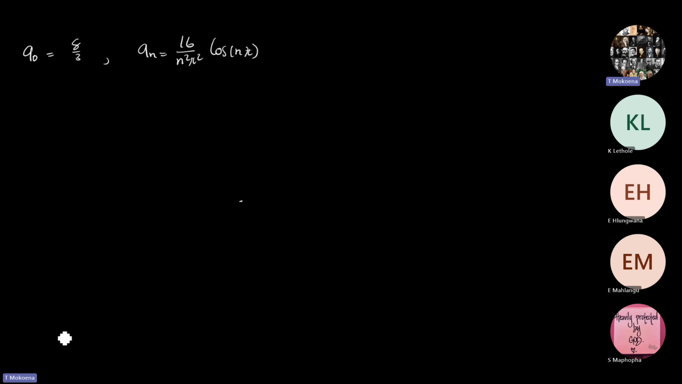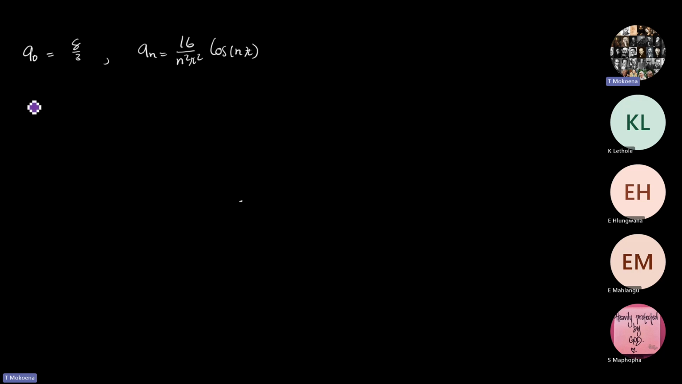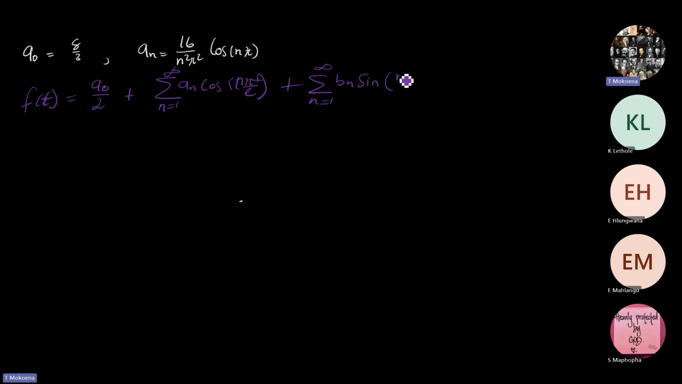So we need to determine the Fourier expansion. To determine it, I'm not going to write the formula. Should I write it or not? f(t) is equal to, remember, a sub 0 over 2 plus the sum of n running from 1 to infinity of a sub n cos n pi t over L, plus the sum of n running from 1 to infinity of b sub n sine n pi t over L. This one is 0 because b sub n is 0.